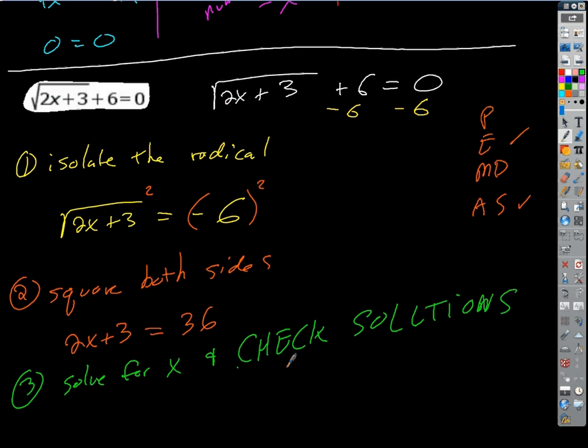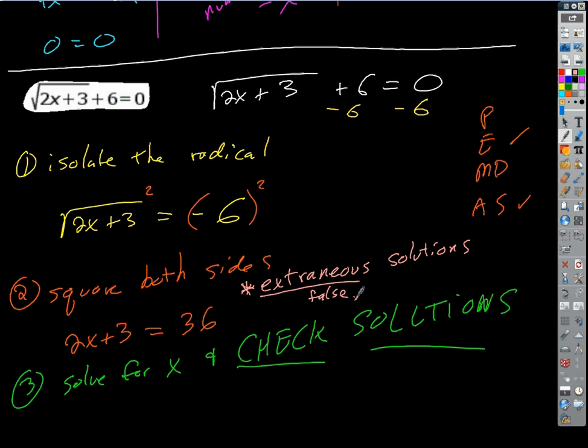Okay, why do you have to check the solutions? It's not just because you want to see if your answer is right. It's different. It's because when you square both sides, right here, I'm going to put a little asterisk there. When you square both sides, you can introduce what we call in math extraneous solutions. Extraneous is just another word for false, right? So you could introduce these false solutions. So you got to check to see if they work in the original problem, because a lot of times they won't, right? You think you got it right, but you didn't.